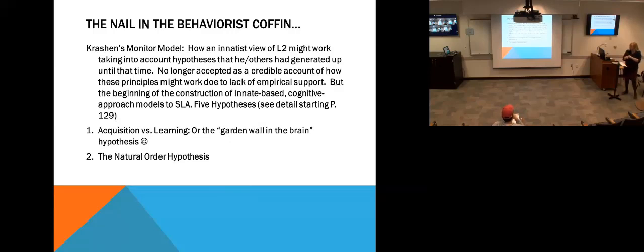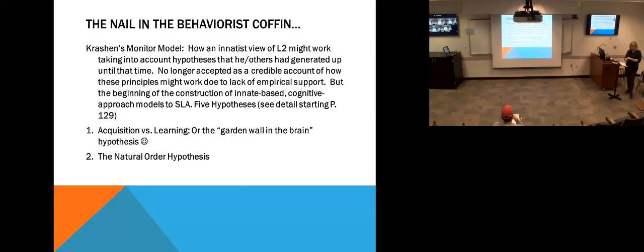So the acquisition versus learning hypothesis says that when you're a second language learner, and again, we're talking about second language learners, children and adults are all under one umbrella for Krashen, right? You can either acquire the language or you can learn the language. What you want to do is acquire it, because that's what first language children do. And if you learn it, it goes into a different place.